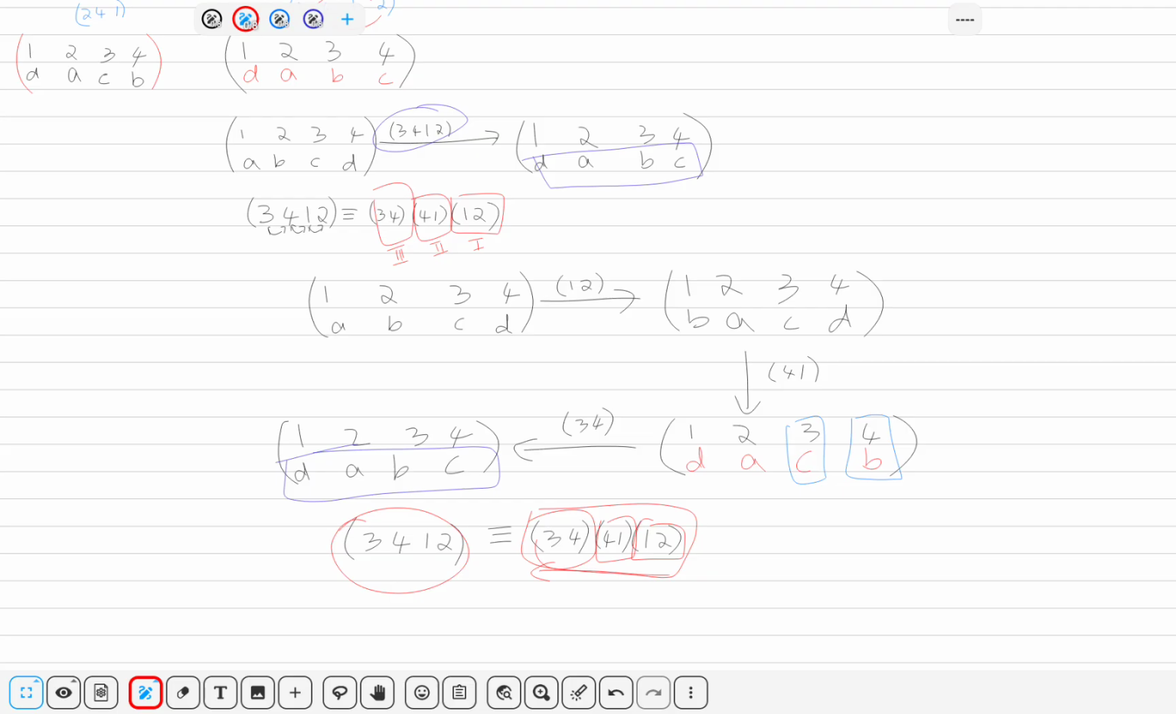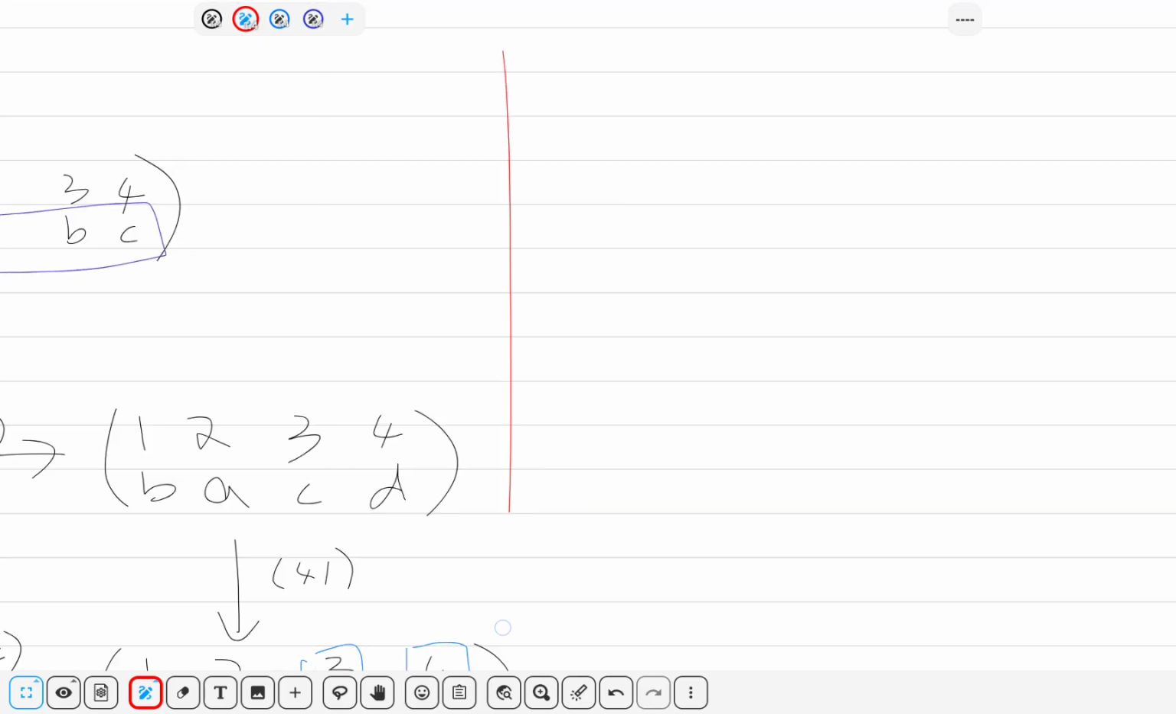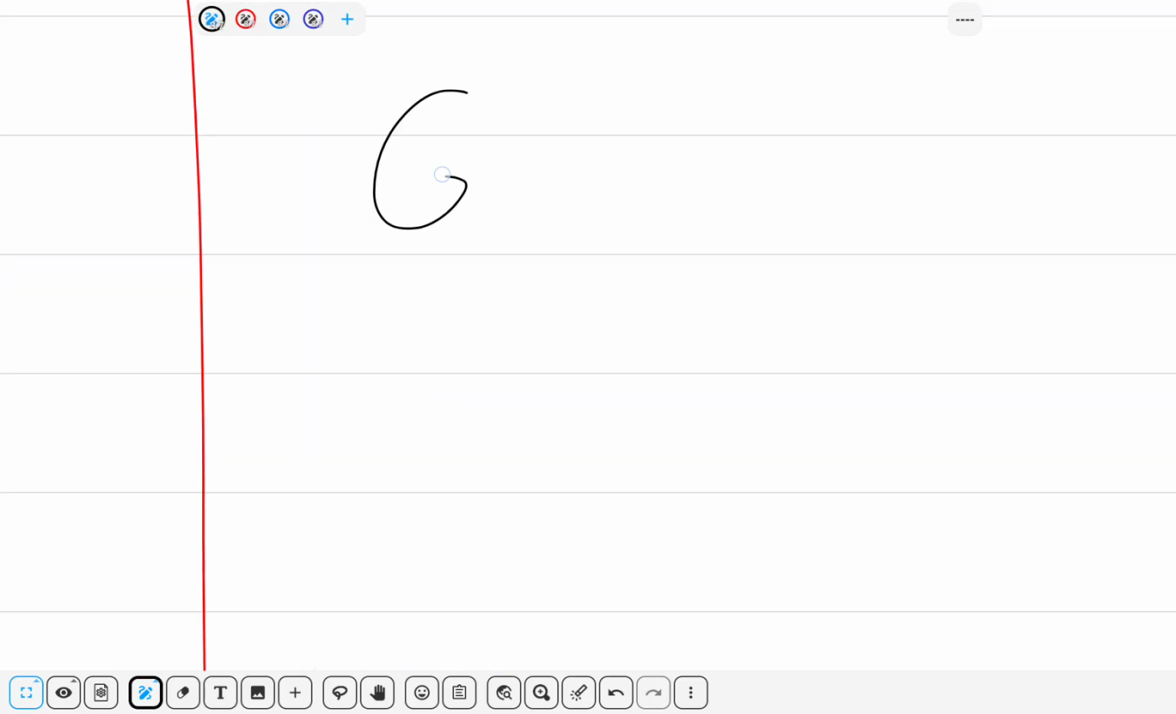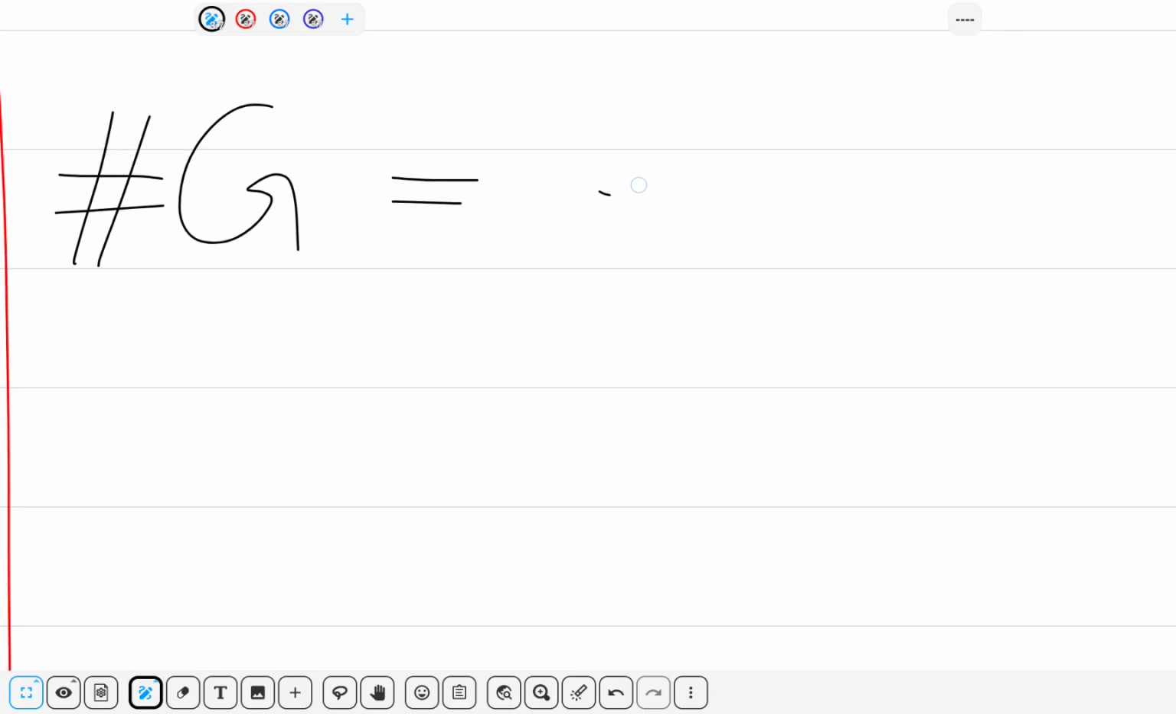There was another thing I did today. It took me 2 hours. My friend and I were just doing some math, and there was a question which said, suppose you have a group such that the number of elements in the group is even. Basically, you have an even number of elements.